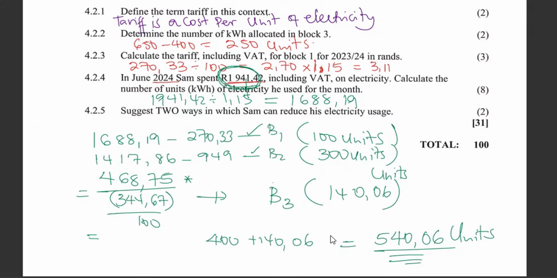Number 3, reduce on using the stove, electric stove. You can replace it with a gas stove. Look for ways on how to reduce usage. How do you reduce usage?